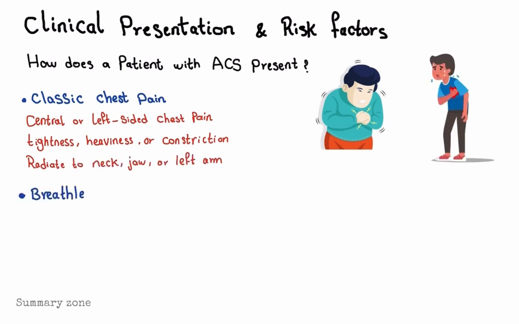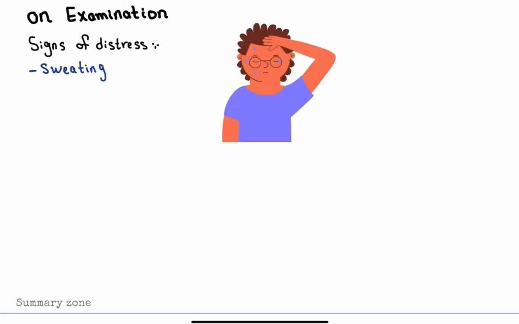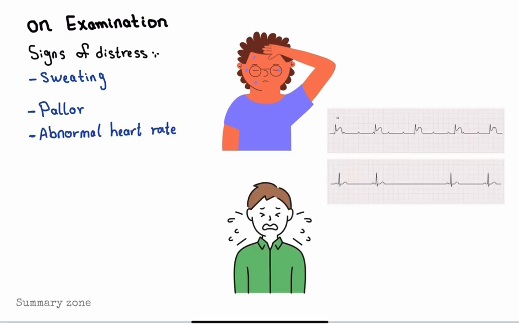Breathlessness is also common, often due to pulmonary congestion. Syncope or fainting can occur, usually from a dangerous arrhythmia or significant hypotension. And vomiting, which is often triggered by intense vagal stimulation. On examination, the patient may show signs of distress such as sweating, diaphoresis, pallor, looking pale, and an abnormal heart rate, either tachycardia or bradycardia.